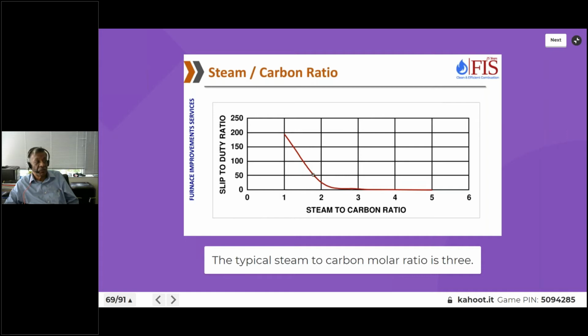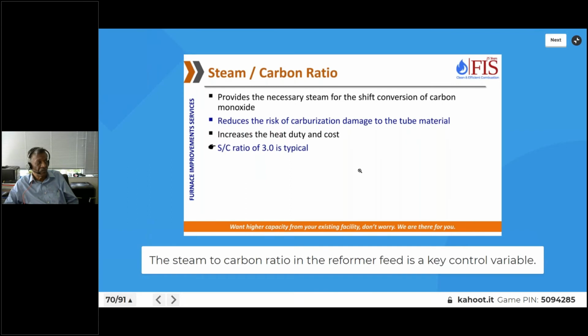From 1 to 2 to 3, you can see significant benefit in methane slippage. But after that, there is no benefit on the steam to carbon ratio. That's why we use 3 or so. So these are some of the benefits of steam. 3 is a very typical ratio, and control is very, very important in terms of operation to keep it there.